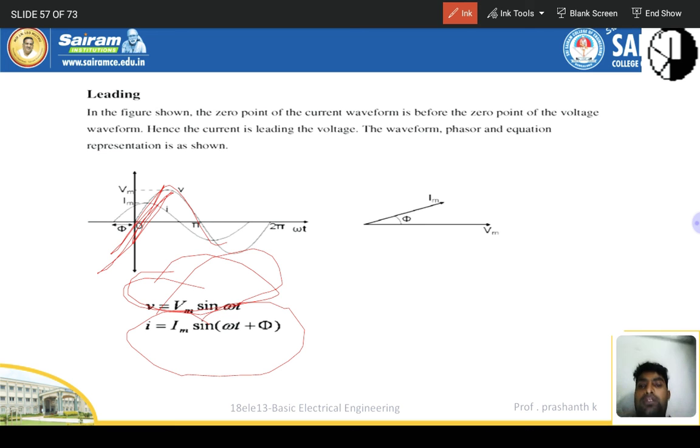In the figure shown, the zero point of the current waveform is before the zero point of the voltage waveform, hence the current leads the voltage. The waveform, phasor and equation representation is shown.